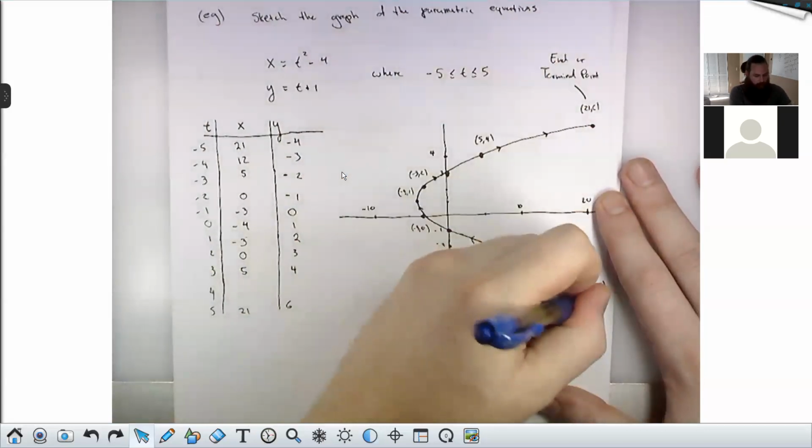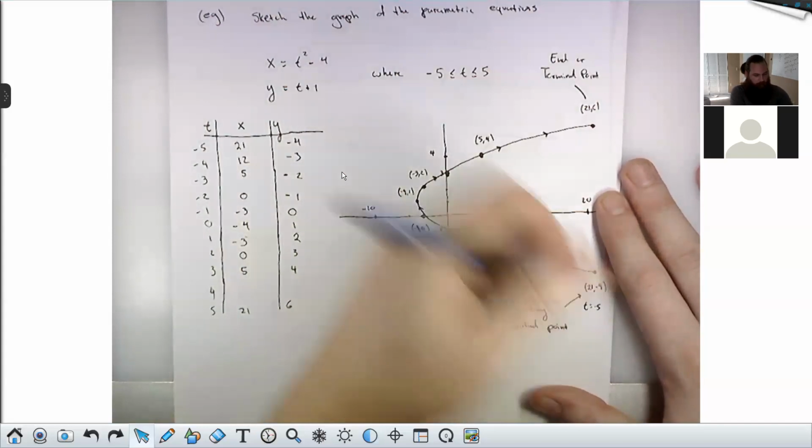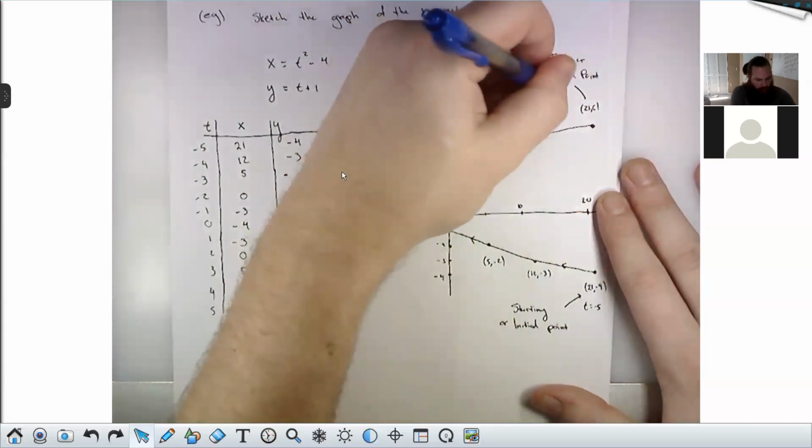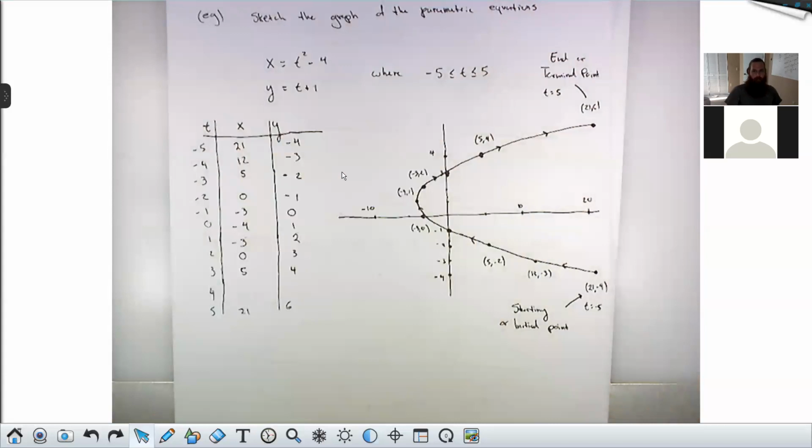This guy was associated with t equals negative 5, and this guy was associated with t equals positive 5. So this is how we graph parametric curves. It's not terribly hard. Simon asked a good question: where is t represented in this graph? It's not. t is not represented anywhere in this graph.